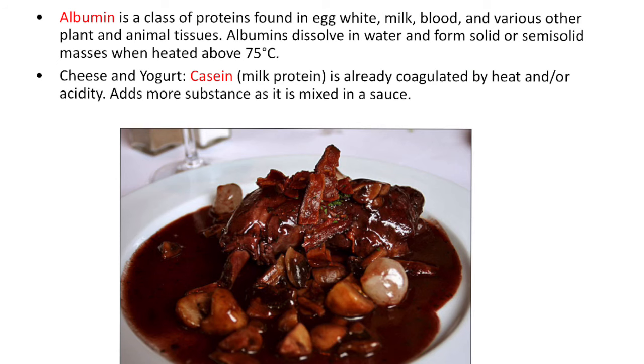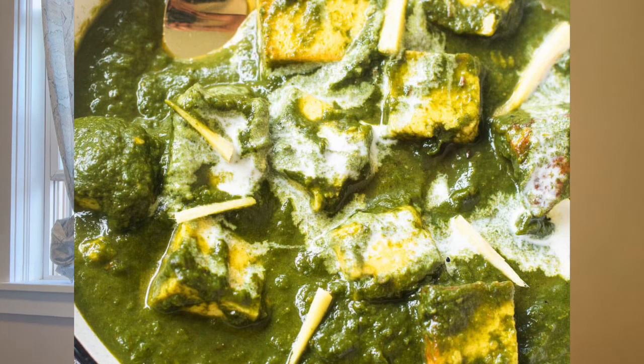Albumin is another protein found in egg white, milk, blood, and other animal and plant tissues that can also thicken sauces. Cheese and yogurt contain casein, which is a milk protein found in dairy products that can also thicken sauces. If you are making, let's say, a saag paneer and want to thicken it with either a cashew cream or a cream or yogurt, you would use that to thicken a sauce as well. And it's the casein milk protein in there that does that job.